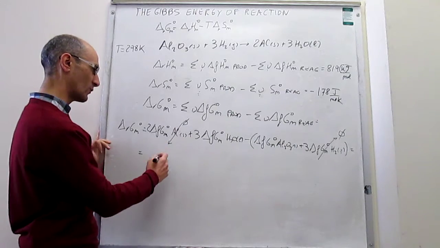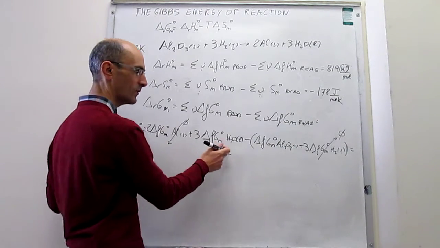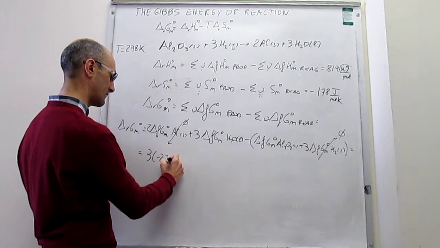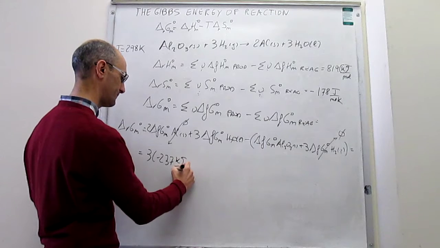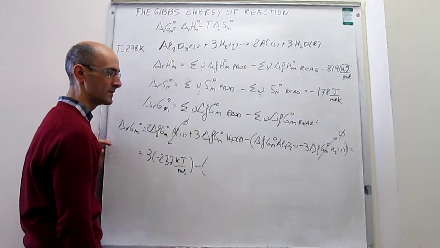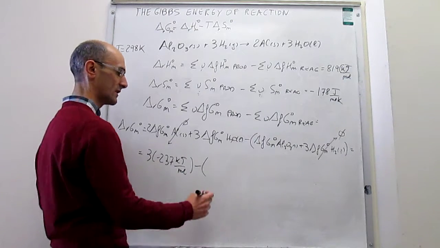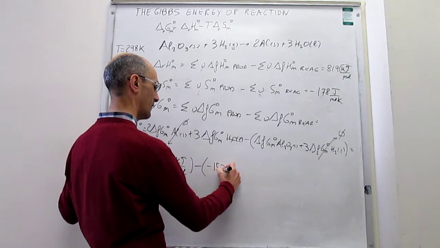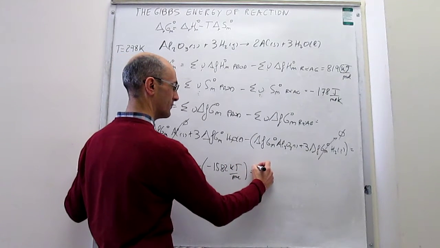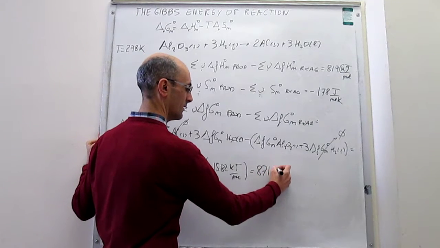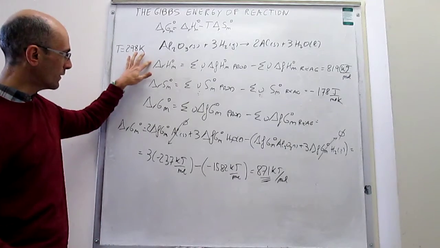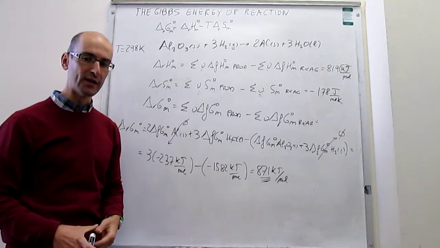So what this means is that we just need the Gibbs energy of formation of water, liquid, and that of alumina. Those values are minus 237 kilojoules per mole, and then minus the value for the Gibbs energy of formation of alumina, which happens to be minus 1582 kilojoules per mole. You do this and you find that this number is 871 kilojoules per mole, which is exactly the same number that you calculate with the enthalpy and the entropy, within truncation error.